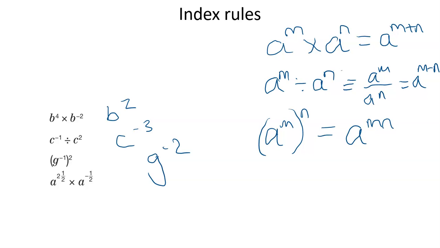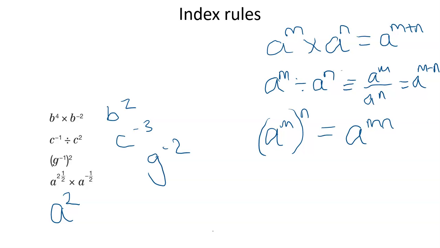And finally, I think this is supposed to be a mixed number, which I really don't think is good. I personally would have that as top heavy, but never mind. a to the 2.5 times a to the minus a half, we're going to add them together, and that's going to give us a to the power of 2, because a half take a half goes away and just leaves us the 2.